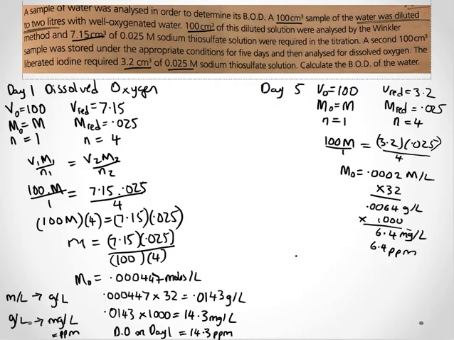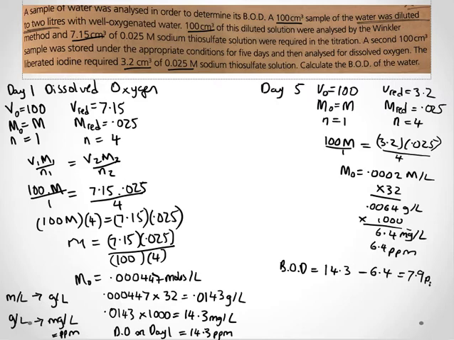Okay, we're nearly there now. We're on to what was step 4 of our method, and that is to get your BOD. And the BOD is your parts per million on day 1 here, which is 14.3, take away your parts per million on day 5, which is 6.4, which in this case gives us 7.9 parts per million.